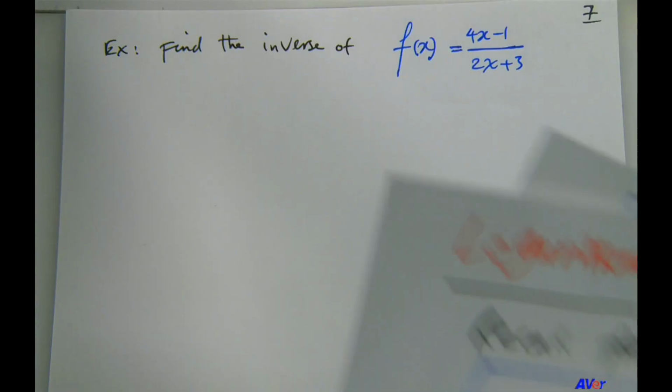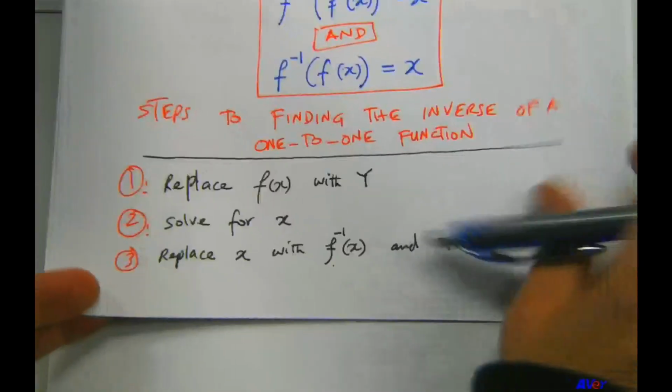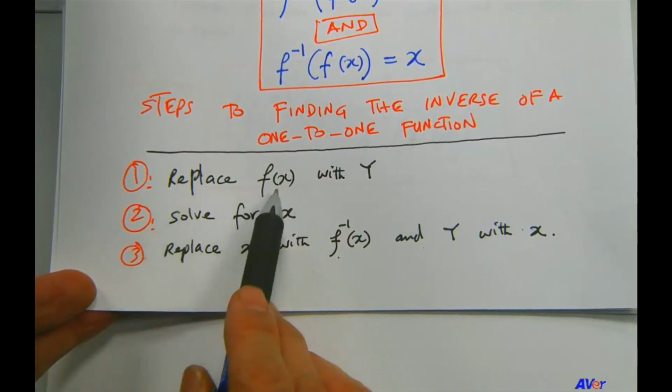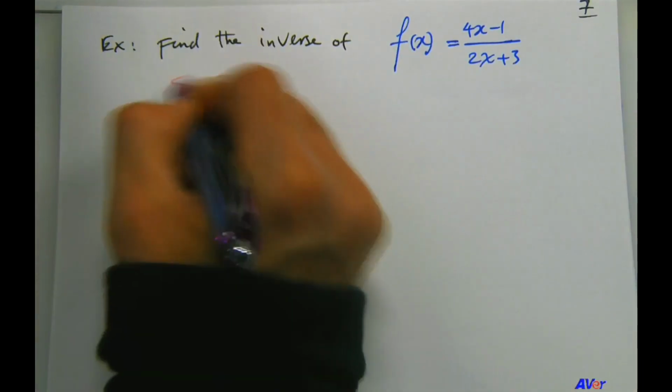So there it is. Remember this? This is on page 2. The steps to finding the inverse of a one-to-one function are as follows. Replace f of x with y. Let's do that right away. So this is our solution.